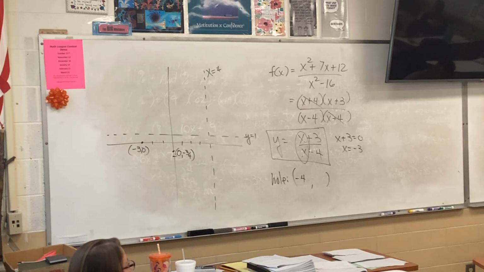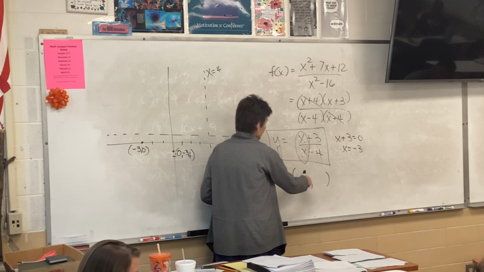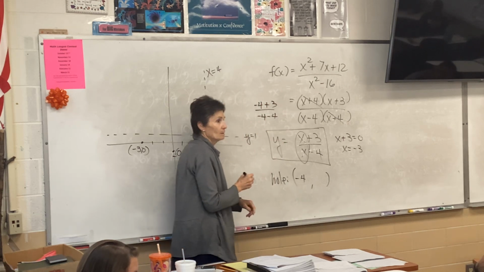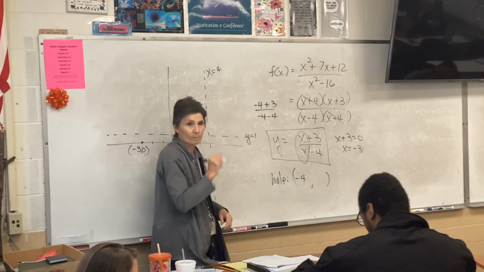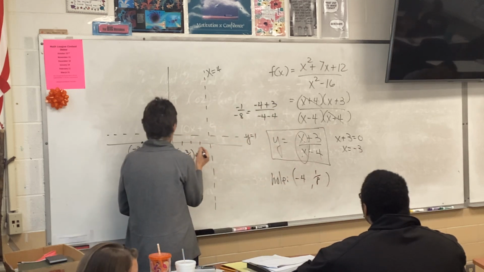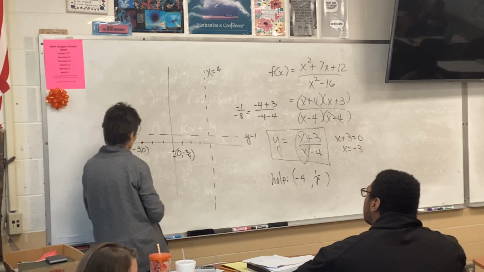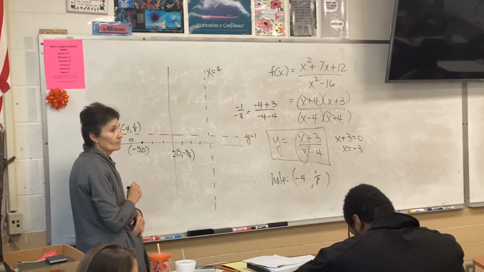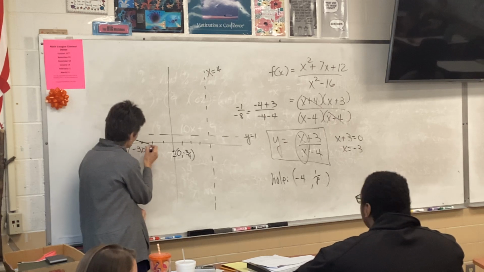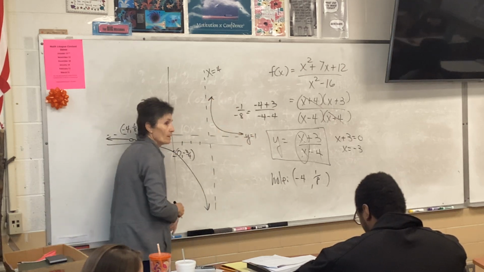Okay, did you find the y coordinate? What did you get for your y coordinate? When we plug in -4, we have -4 plus 3 over -4 minus 4. It would be positive, -1 over -8, which is 1/8. So -4, 1/8. Can you see a picture? Is that okay with everybody?